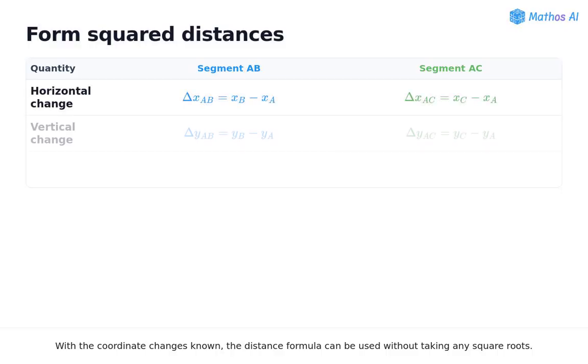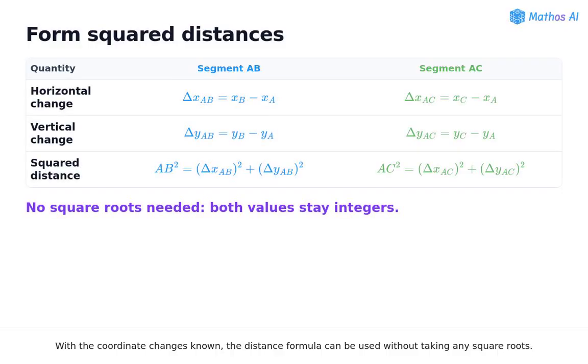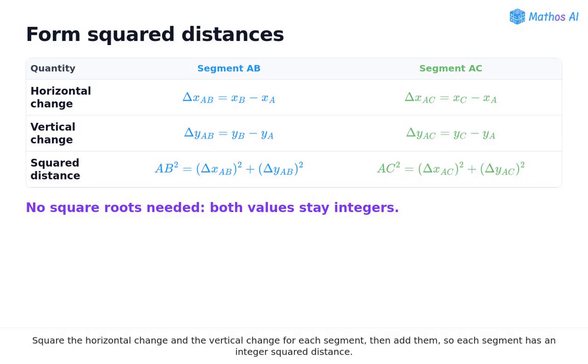With the coordinate changes known, the distance formula can be used without taking any square roots. Square the horizontal change and the vertical change for each segment. Then add them, so each segment has an integer squared distance.